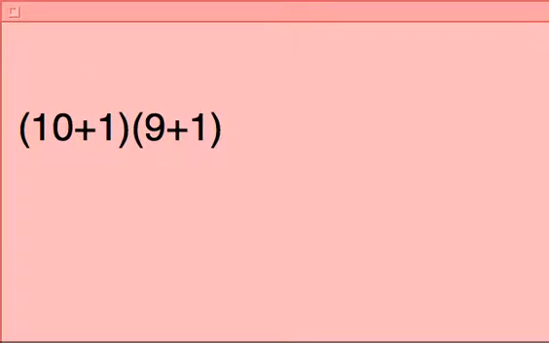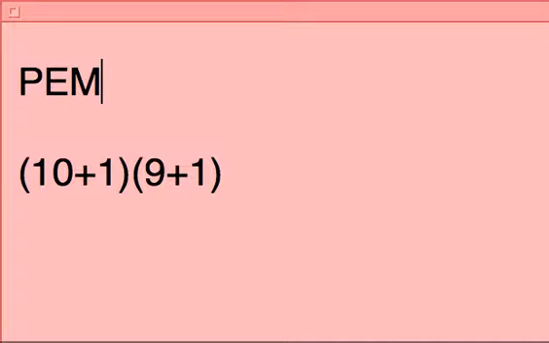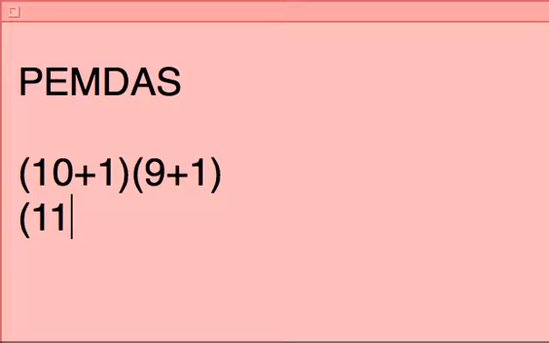And now this one is a bit harder, but we can do this. So we know because of the order of operations that PEMDAS says that the first thing we should worry about is whatever's in parentheses. So let's do that. So 10 plus 1 equals 11. And then it says 9 plus 1, and that equals 10.